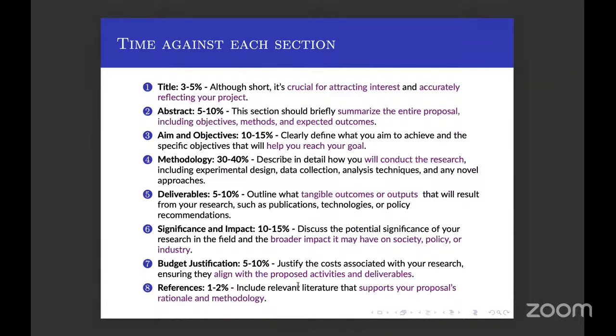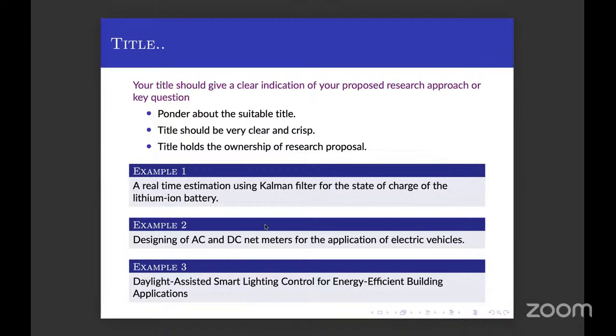So now I am coming to the title, how to write a title. Your title should give a clear indication of your proposed research approach or key questions. The title should be given 3 to 5% of the time. Suppose you are giving 100 hours, you should give 5 hours to finding the title.